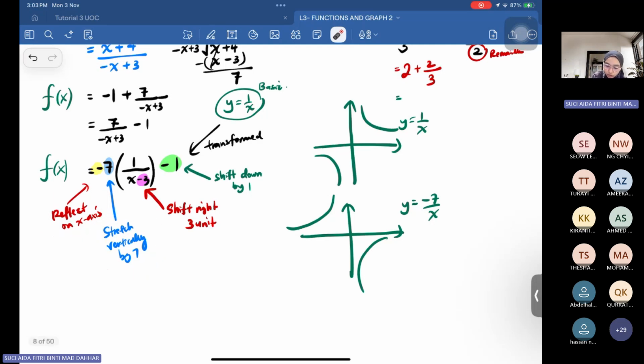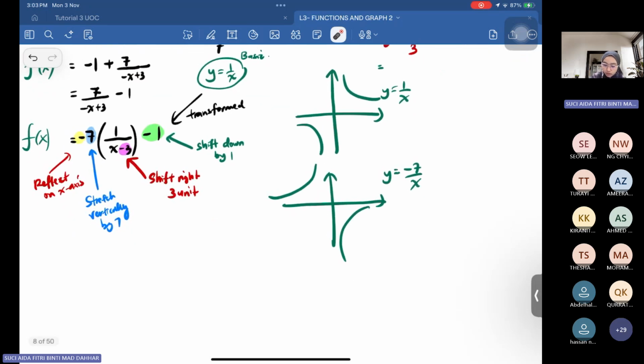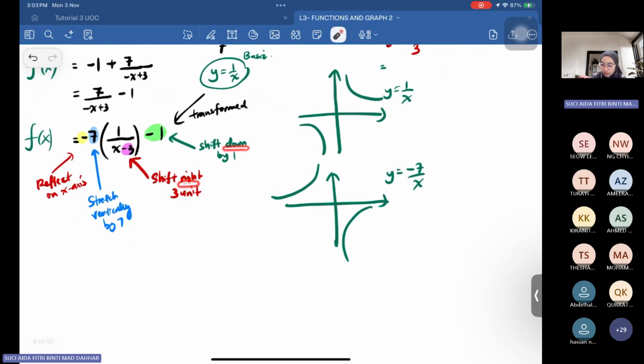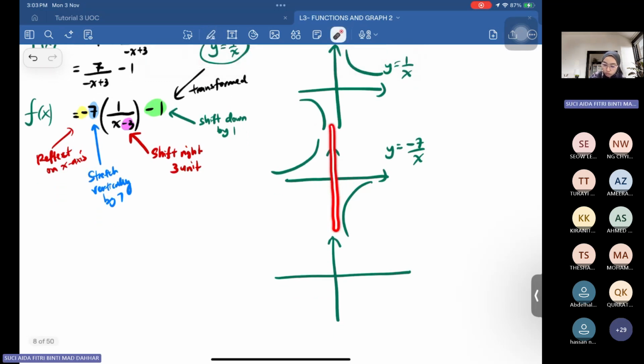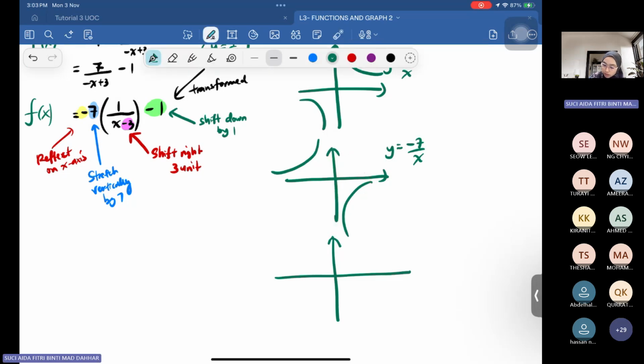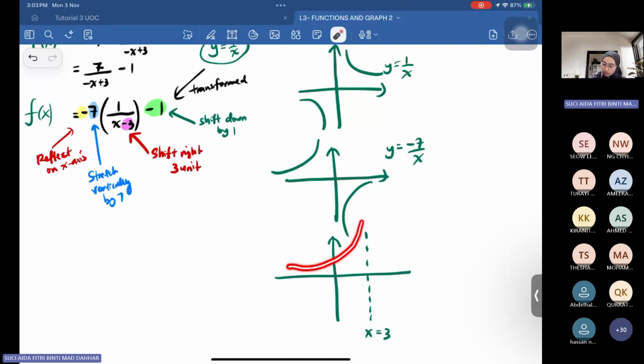Now I can do the shifting. You can shift to the right and then go down by 1. Careful, remember we have a horizontal asymptote and a vertical asymptote. Let's do one at a time. Let's shift to the right first by 3 units. What happens when you shift to the right by 3 units? Where does the asymptote go? It goes to the right by 3 units. It is now here, x equals 3. So you're supposed to have your graph here and here, correct?